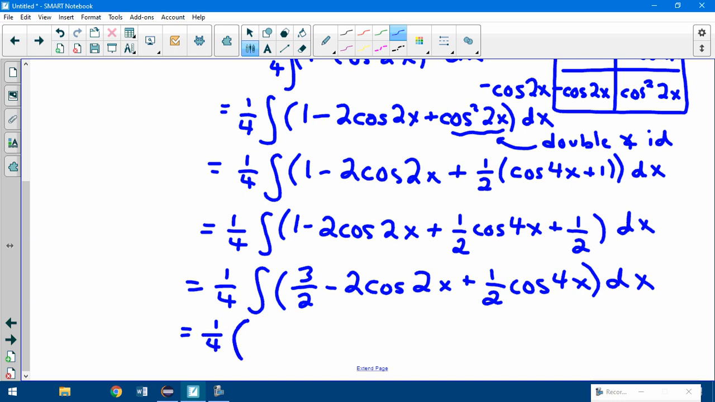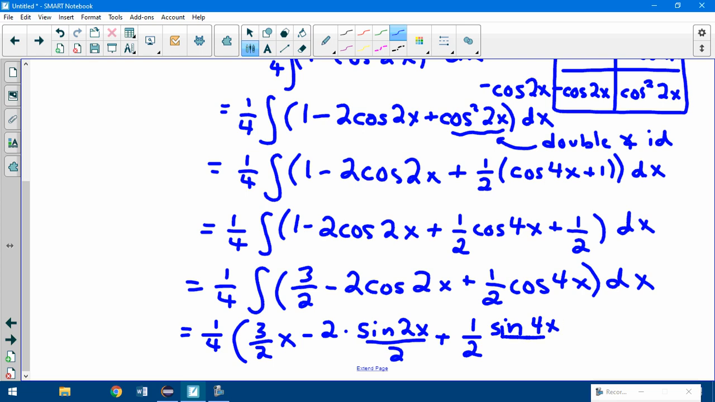It's 1/4 times 3/2 x minus 2 times cosine. Oops, derivative of what gives you cosine? Sine, right? So sine of 2x over 2 plus 1/2 times, what's the integral of cosine of 4x? Sine of 4x over 4 plus c.